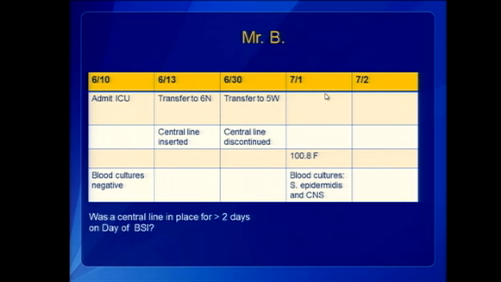Well, let's consider this. The patient had his central line inserted on the 13th of June, and it was discontinued on the 30th of June. On July 1st, he had a fever, and he had blood cultures that were collected, and they were positive for staph epidermidis and coag-negative staph. So, was a central line in place for greater than 2 days on the day of the BSI? The answer is yes.